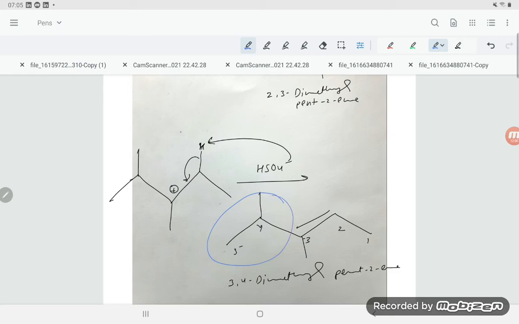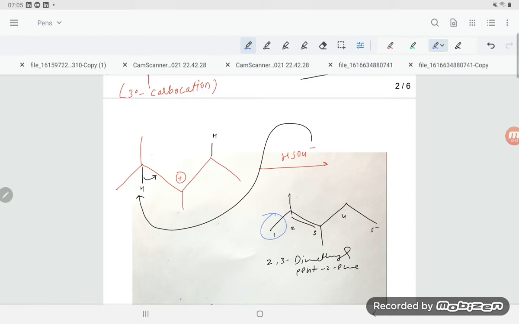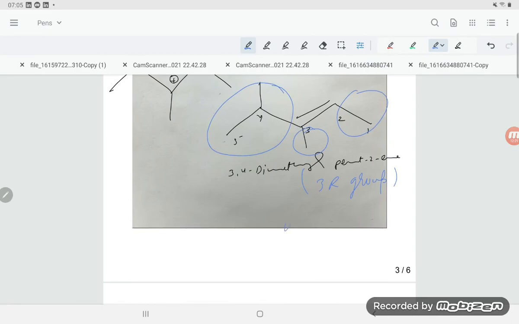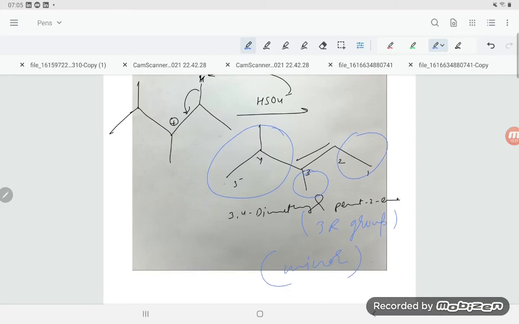This is one alkyl group, this is one alkyl group, this is one alkyl group, so 3 R groups are there. Now let us check for another. 1 alkyl, 2 alkyl, 3 alkyl, 4. So this is 4 R groups. So this is the major product, and this is the minor product. So these are our reaction products, right?